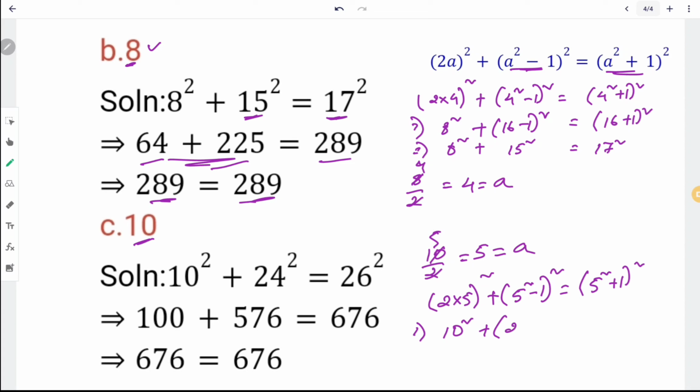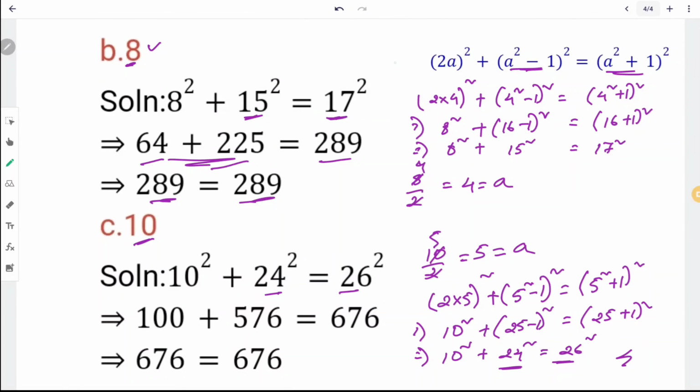5 square is how much? 25, right? So 25 minus 1 the whole square. And then 5 square is 25, 25 plus 1 the whole square. So 10 square, 25 minus 1, we're going to get 24. It's going to be 24 square. 25 plus 1 is 26, and then we're going to have the whole square. Okay, so the other two numbers are what? 24 and 26. So I've written here.